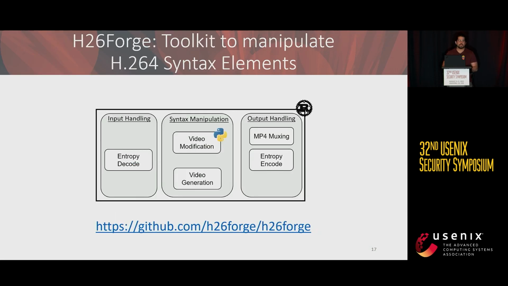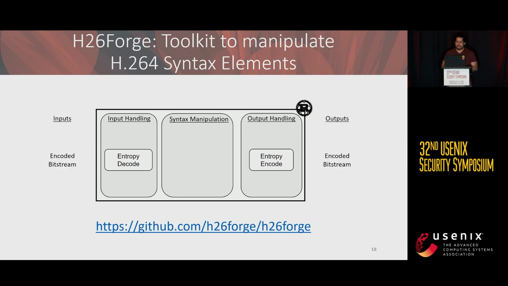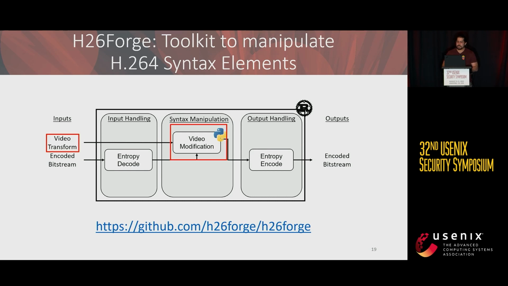Looking at H.264 overall, it is a toolkit to manipulate H.264 syntax elements. It is written in over 30,000 lines of Rust and released in open source with the MIT license. What it does is abstract out the bitstream representation so that you don't have to worry about the individual bits that are set. It will parse the encoded bitstream and maintain the syntax elements in memory. At which point, we can programmatically modify them with Python scripts that we call video transforms, as shown previously.